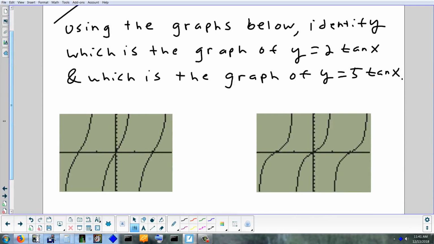It's a horizontal stretch. Yeah, I agree it's a stretch. It's a vertical stretch. But it's a vertical stretch. So one of these is stretched vertically more than the other. Which one looks like it's been stretched out more vertically? Yeah, the first one. So that's 5 tangent x. And that's 2 tangent x. So I think as long as you know what the 2 and the 5 are doing, you can kind of figure out which one has been stretched out more.